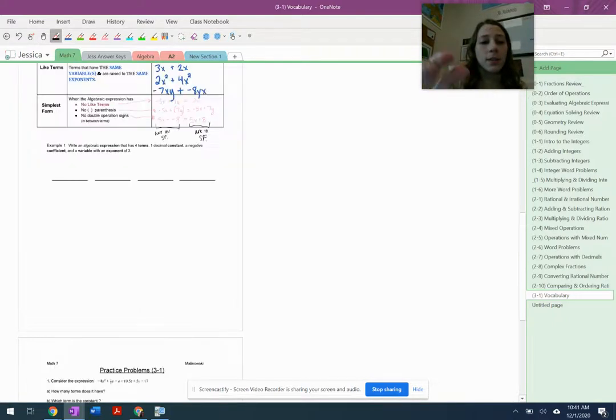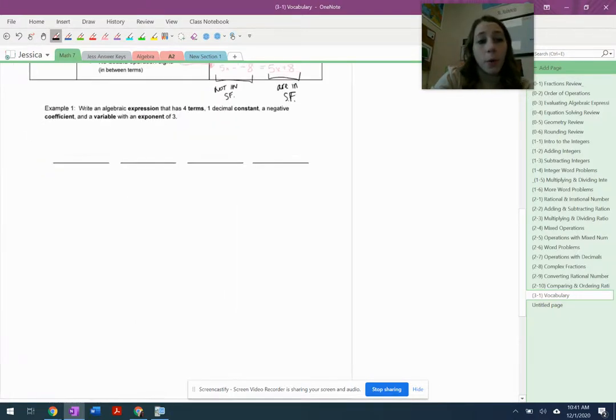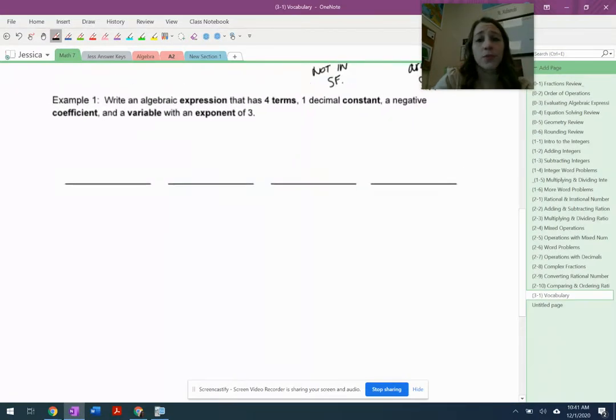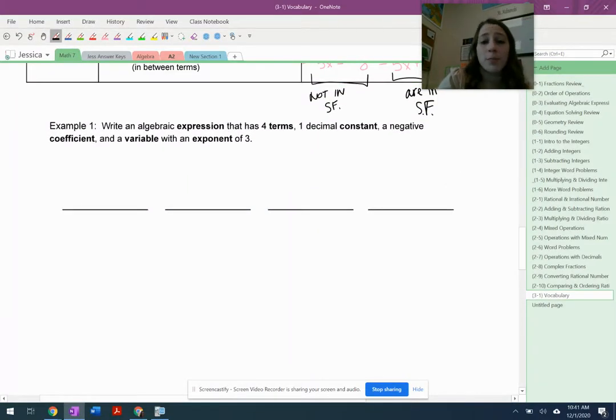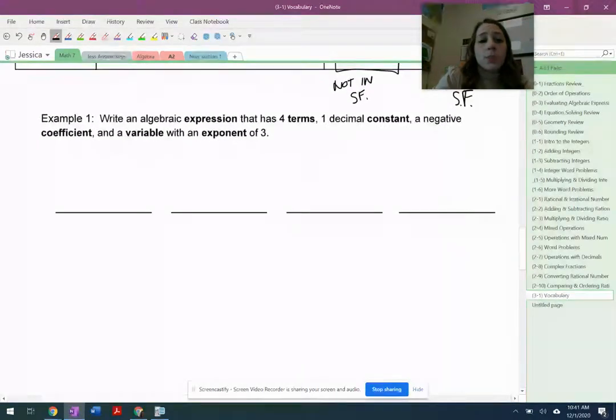Okay, so first example, only example for 3-1, and I ask you to do a lot of these problems. Example 1 asks you to write an algebraic expression that has 4 terms, 1 decimal constant, a negative coefficient, and a variable with an exponent of 3. So lots of vocab words, lots of things we need to be looking at. We need to start by defining.